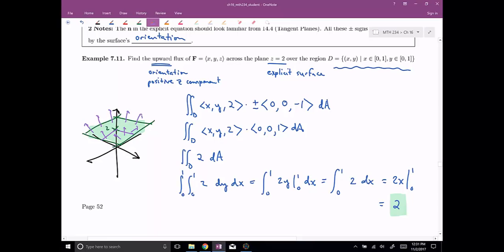So that's what this integral is giving us: whether more of the vector field is traveling through the plane in the upward direction or in the downward direction. And so when we choose this positive orientation, that means we're counting how much is going positively through this plane, and in this case, 2. And because this is greater than 0, that means more is traveling in the positive z direction than in the negative z direction. All right, so that's what this is giving us.